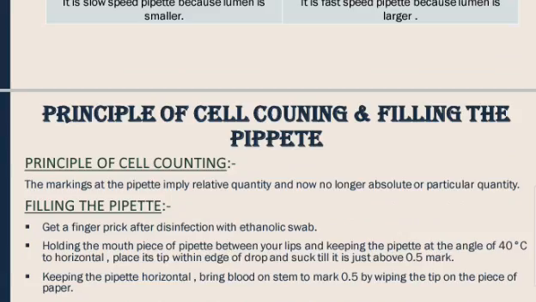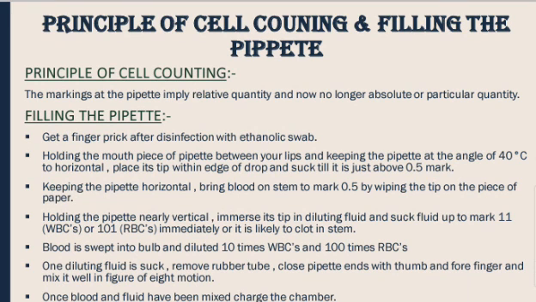Then the principle of cell counting and the filling of the pipette. Principle of cell counting. The marking on the pipette implies relative quantity and not absolute or particular quantity. So then the filling of pipette, how the pipette is filled. These are all the processes of how the pipette is filled.